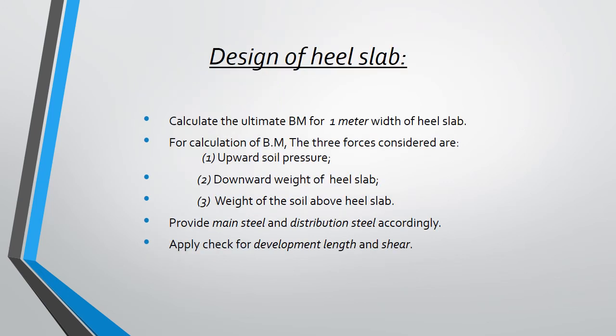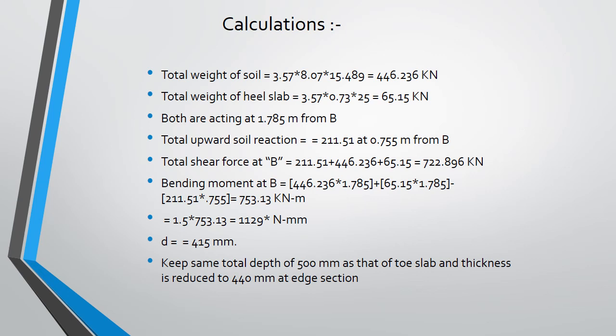Now the next is the design of heel slab. In this, the ultimate bending moment for 1 meter width of heel slab is calculated, and three forces are considered: upward soil pressure, downward weight of the heel slab, and weight of the soil above the heel slab. The main steel and distribution steel are accordingly provided, and a check for development length is considered. The calculation includes the total weight of soil, which is 446.36. The total upward soil reaction is 211.5.